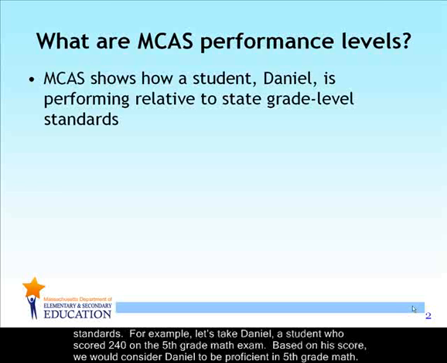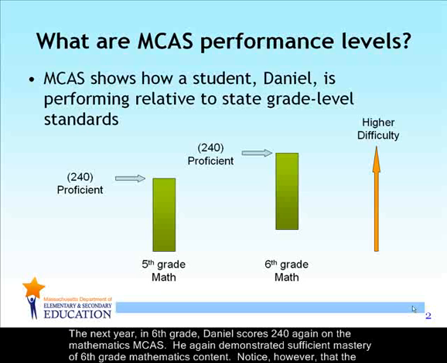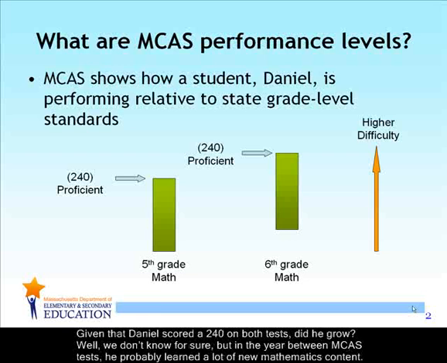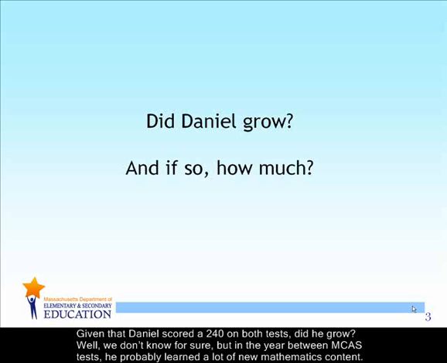For example, let's take Daniel, a student who scored 240 on the 5th grade math MCAS exam. Based on his score, we would consider Daniel to be proficient in 5th grade math. The next year, in 6th grade, Daniel scores 240 again on the mathematics MCAS. He again demonstrated sufficient mastery of 6th grade mathematics content. Notice, however, that the 6th grade bar is higher, meaning that the 6th grade MCAS contains more challenging content than the 5th grade MCAS. Given that Daniel scored a 240 on both tests, did he grow?